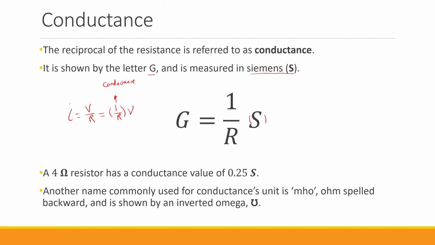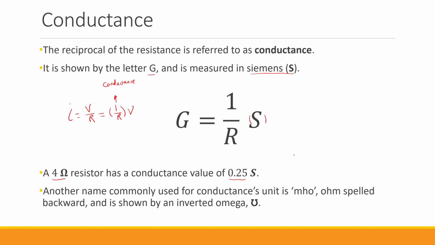So if we have, for example, a 4 ohm resistor, that means that we have a 0.25 Siemens conductor. If we have a 5 Siemens conductor, that means that we have 1 over 5 or 0.2 ohm resistor, right?